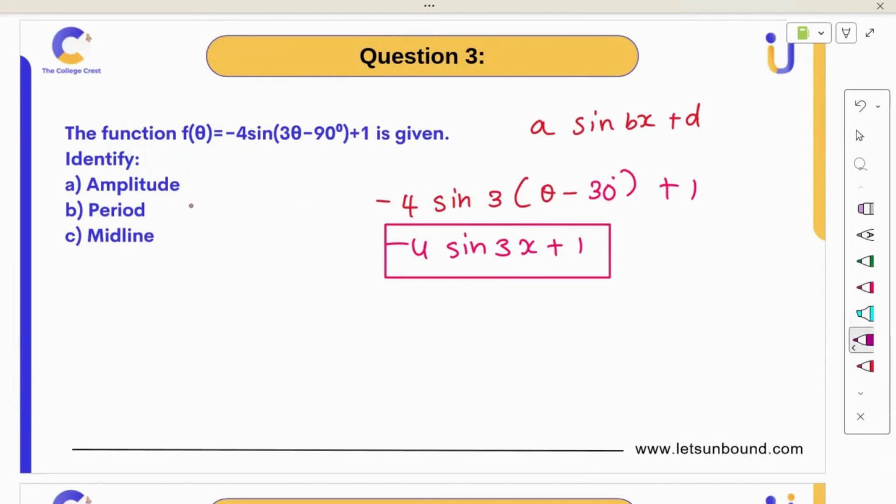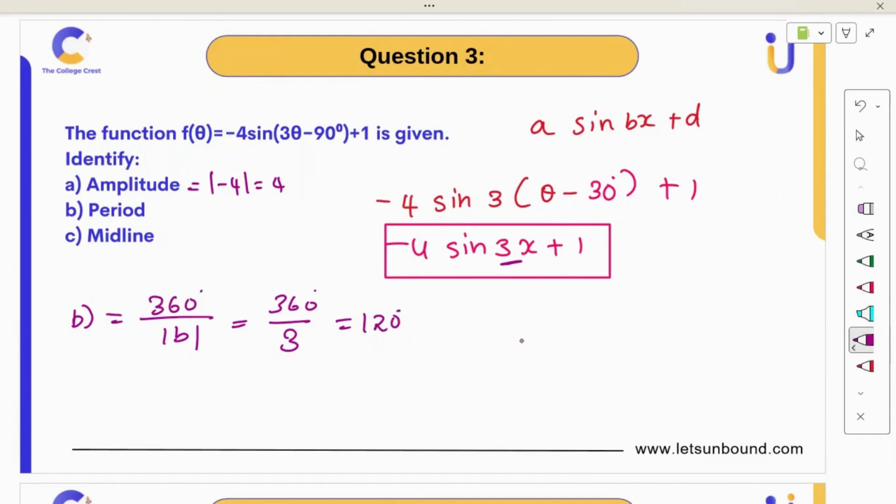And now we can easily find the amplitude is the modulus of minus 4, I mean absolute value of minus 4, which is 4. How will you find the period? It's 2 pi. Okay, they give in degrees, so let me go with degrees. 360 divided by the absolute value of b, and this is your b. It's 3. So it's 120 degrees, the period. And last one, midline. Midline is something added outside. So midline is y equal to 1.